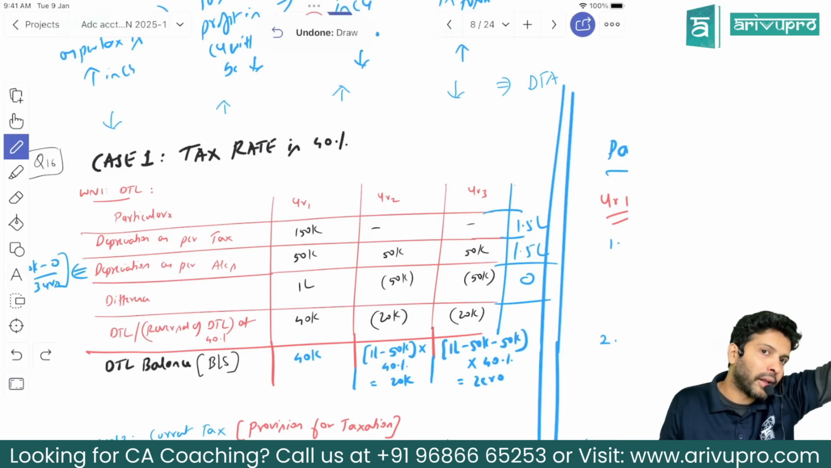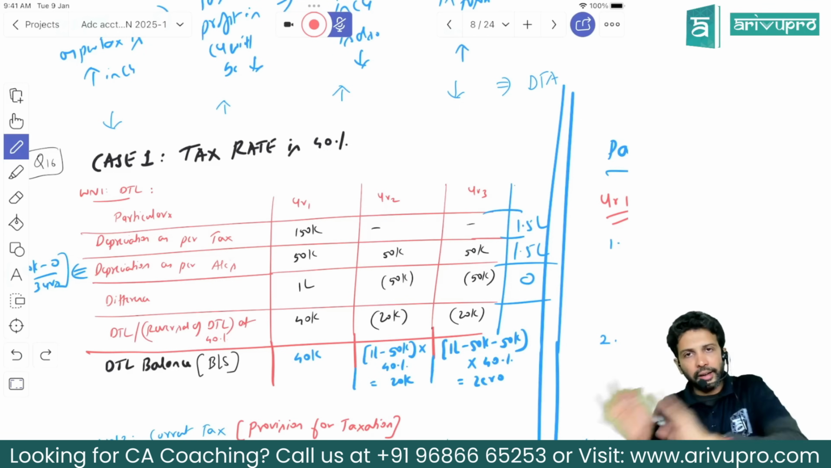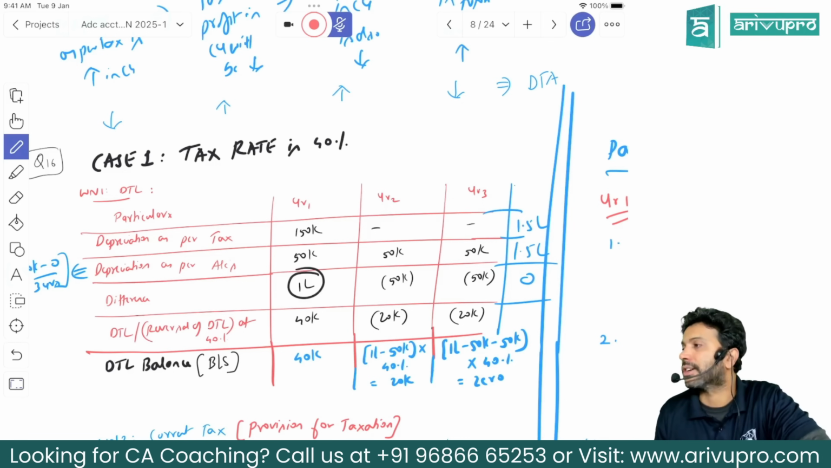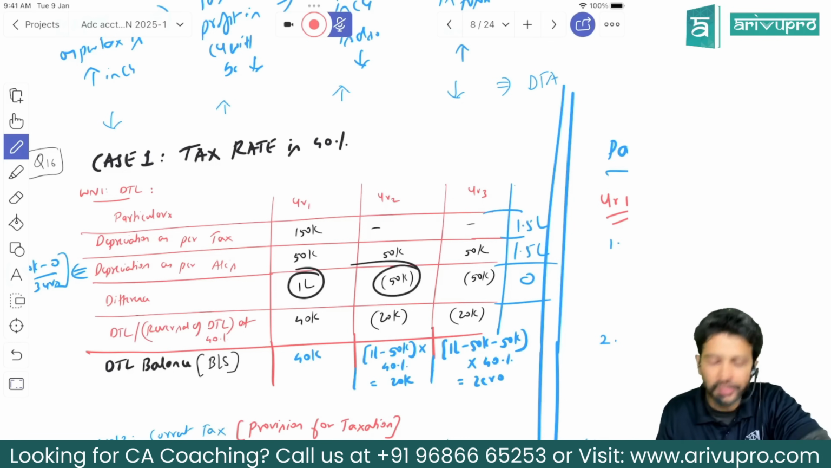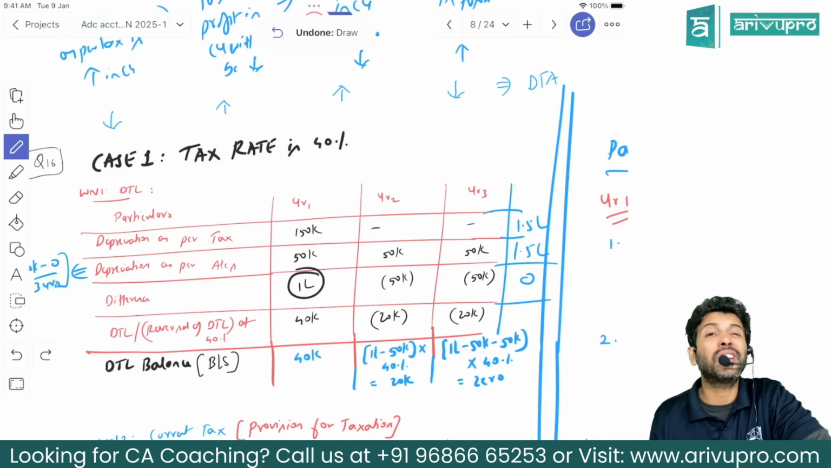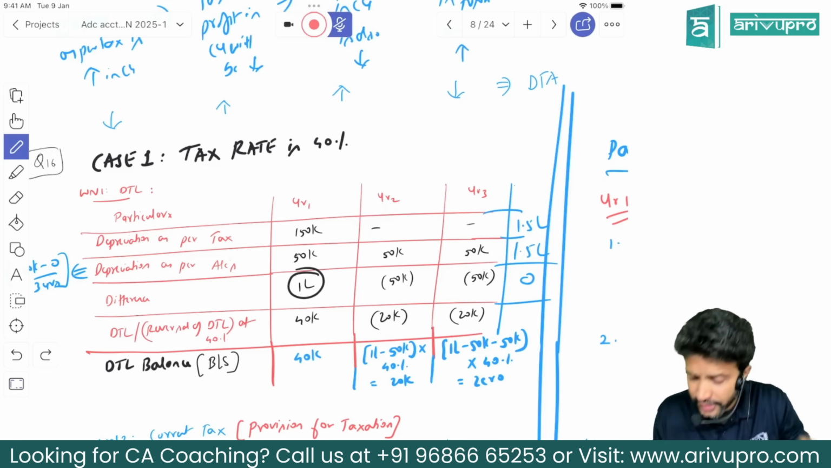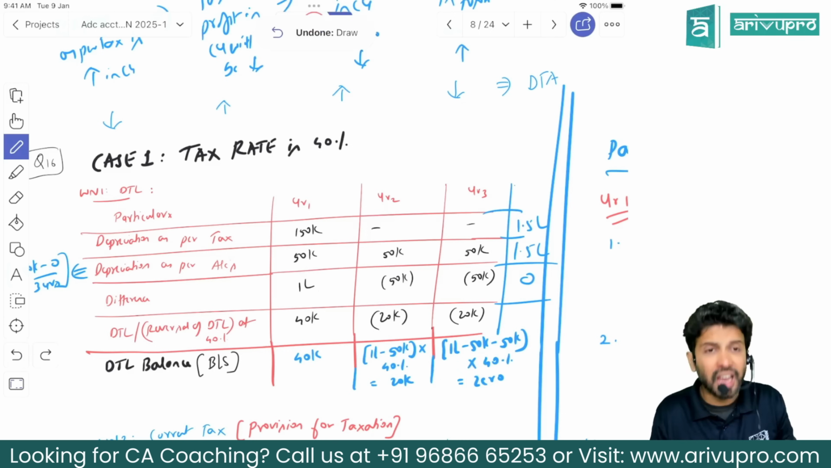Getting comfortable, everybody? Okay. Third year, same parlance. How much was the difference in the first year? 1 lakh. How much got reversed in the second year? 50. How much got reversed in the third year? 50. That means what is the difference? 0. Sir, if the difference is 0, then DTL also should be 0.